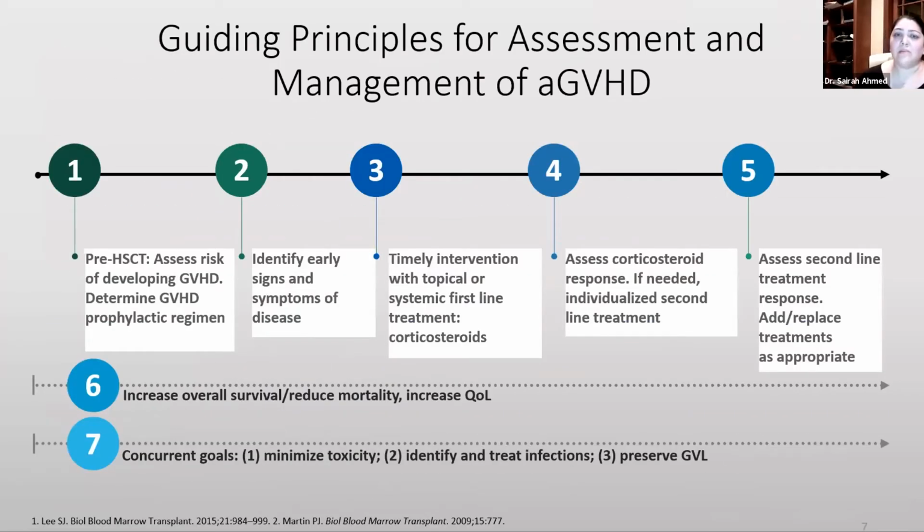So when we talk about the assessment and management of acute GVHD, you actually should start to think about this prior to transplant. So assessing risk for development of GVHD, and that is looking at both patient factors as well as donor factors and the type of transplant that they're going to have. Determining the prophylactic regimen that you're going to use. And then after transplant, making sure that you have the ability to identify signs and symptoms early to be able to intervene. Initially, generally, it's steroids that are going to be your first line of therapy. And then depending on response to steroids, you're going to add other lines of treatment.